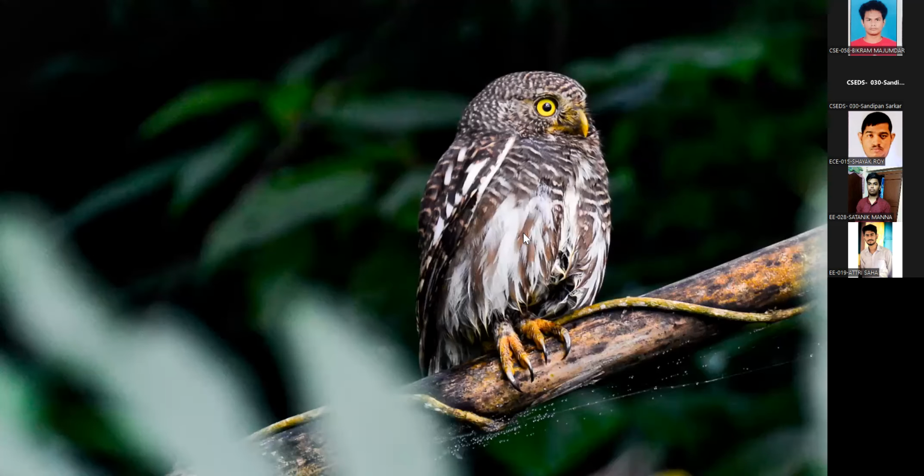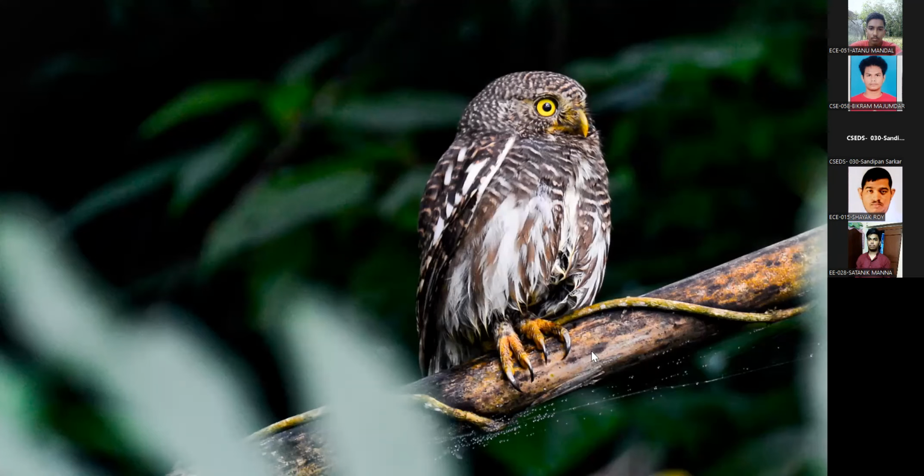The last one I'll be showing today. So this is another picture. This is a picture of an owl. Let's see. Okay, that's all from my side, and I'll be sharing the entire screen so that you can see your submissions.